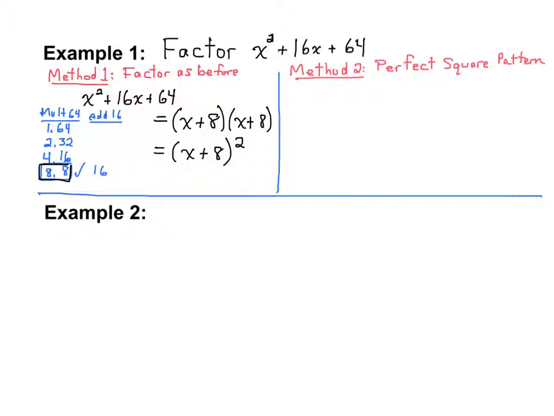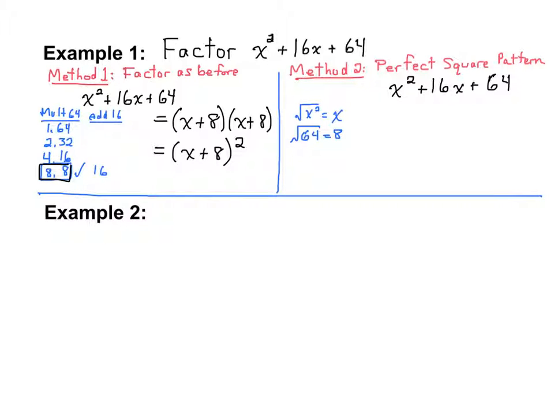Now let's have a look at method 2. We want to ask ourselves, does this trinomial fit the perfect square trinomial pattern? Well, we look at the first term. Is it a perfect square? Yes, it is. We look at the last term. Is it a perfect square? Yes, it is. And then we have to find out the square roots of those two terms and decide if the middle coefficient is equal to 2 times a times b.